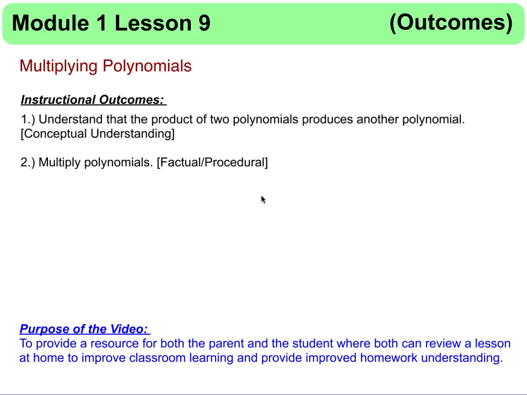Lesson 9, Multiplying Polynomials. It's going to involve two instructional outcomes. The first one, understand that the product of two polynomials produces another polynomial, and we're going to continue with an outcome of multiplying various polynomials. At the end of the video, we're going to tack on one additional outcome not listed here, and so we'll look at pulling out greatest common factors and being able to write their various factors as well.